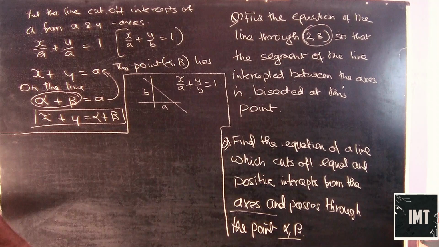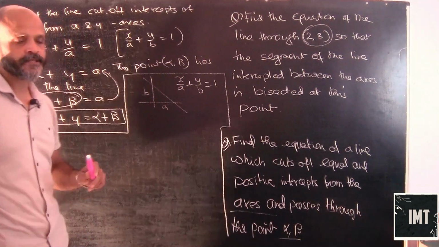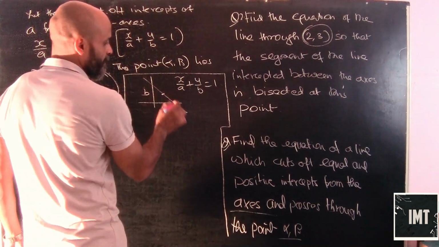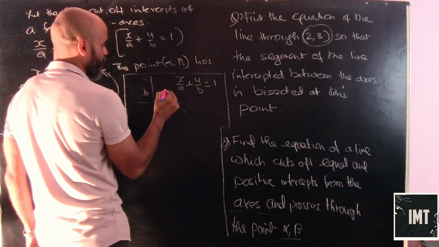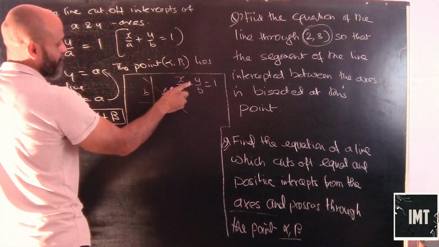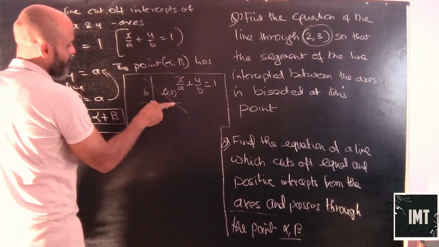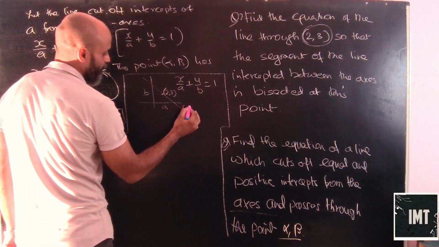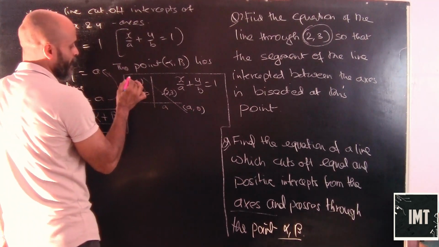Okay, so we have here x by a plus y by b is equal to 1, with the intercepts here. The segment of the line intercepted between the axes is bisected at this point, where? At 2 and 3. So, we can say that this point is basically the bisector of the line. See, if I look into this line, this will have coordinates a and 0, and this will have coordinates 0 and b.